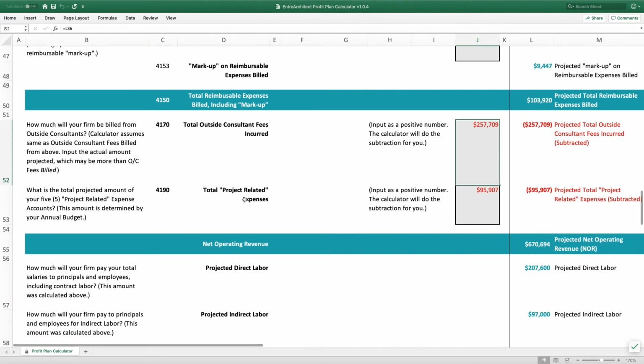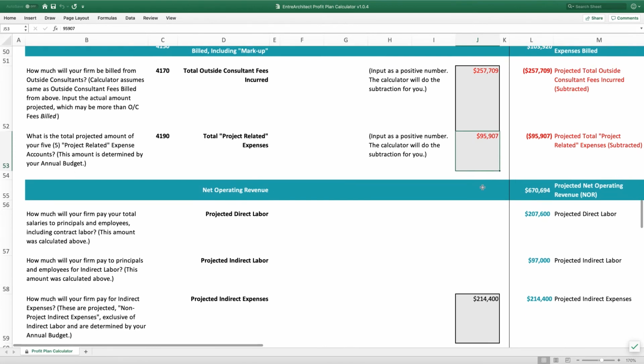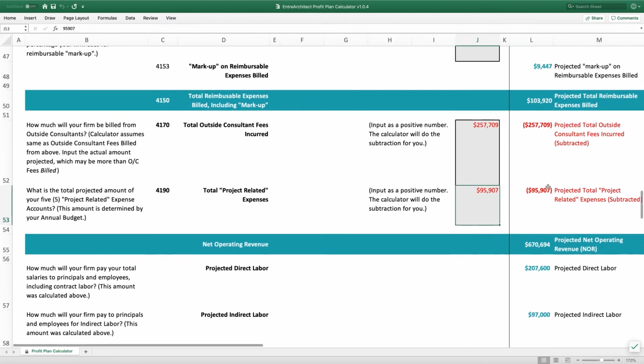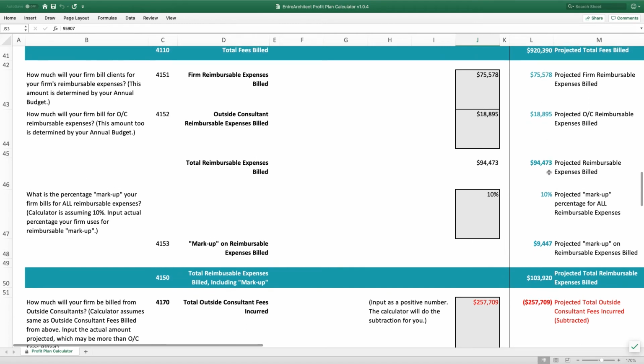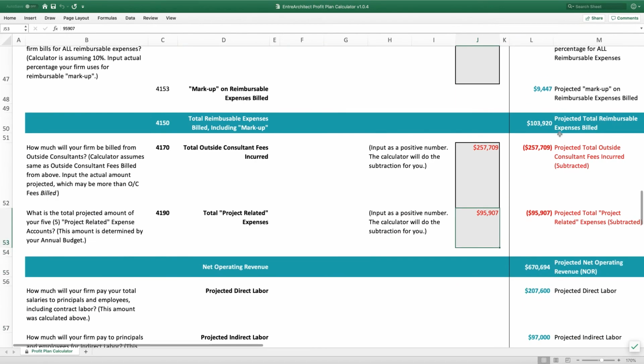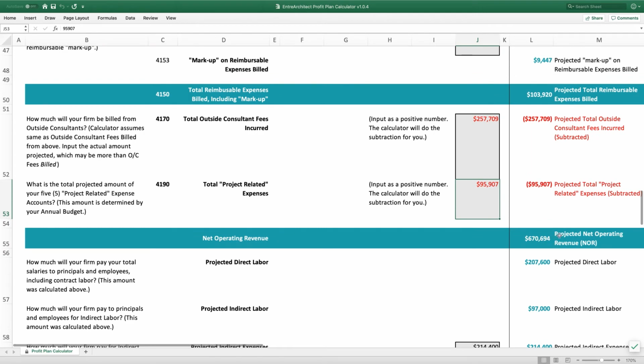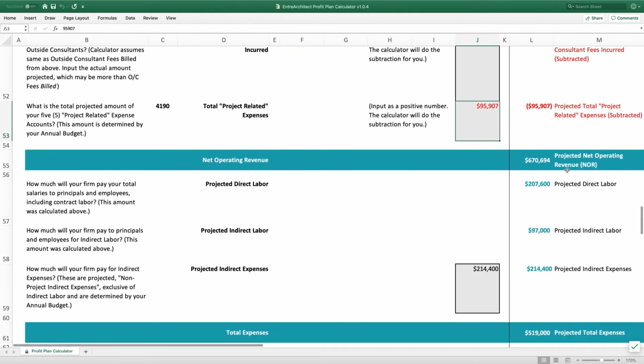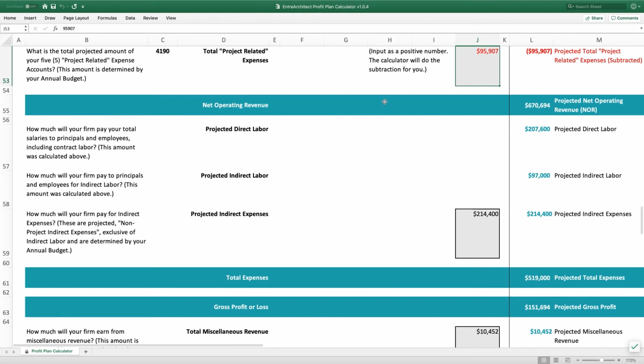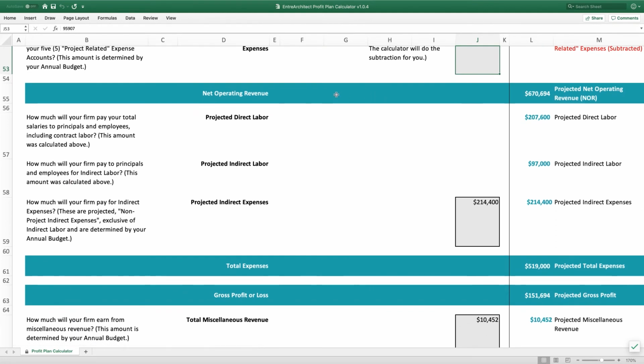Then your project-related expenses. What is the total projected amount of your project-related expense accounts? This amount is determined by your annual budget. And so you plug that number in right off of your annual budget. It calculates your projected net operating revenue. So it's adding these numbers up here, this number, and debiting these two numbers to give you your projected net operating revenue. Then we roll into expenses, right? That was the next step.